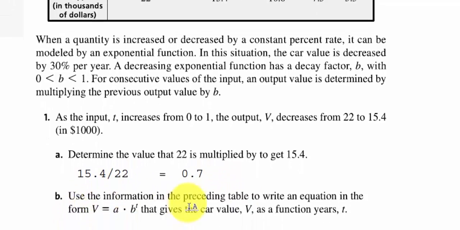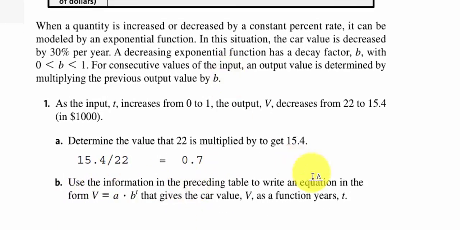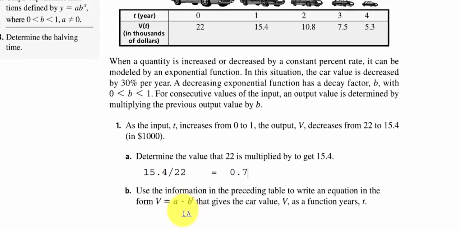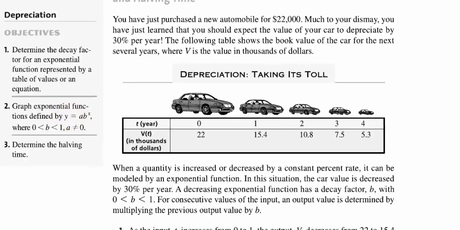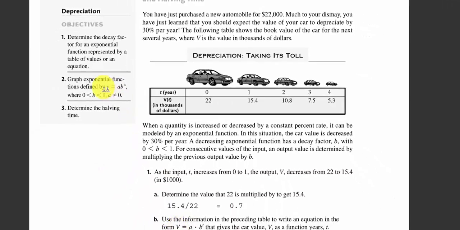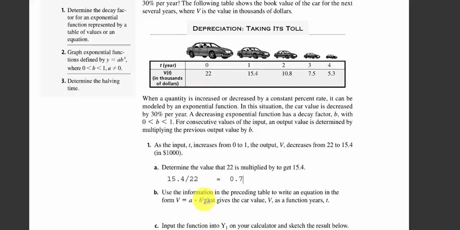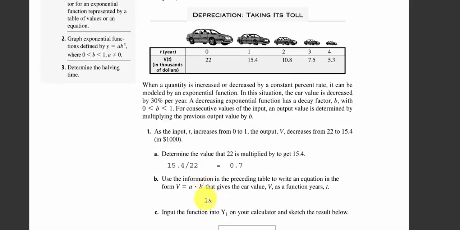Now, part B says, use the information in the preceding table to write an equation in the form of v equals ab to the t. Notice this is very similar to one of our objectives. The objective is y equals ab to the x. But they've substituted the values y and v. So instead of y, they used v for value of the car. Instead of x, they used t for time or the age of the car.